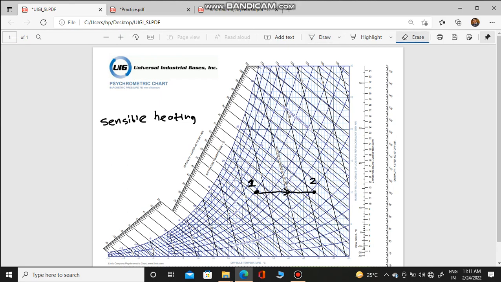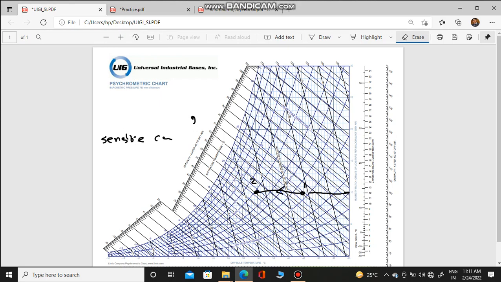In sensible cooling your point gets changed. So suppose you have 2 points. Suppose this is your first point, and this is your second, and you are reducing the temperature, but you are not changing the specific humidity. So that will be known as sensible cooling. Clear? So the line will be a straight horizontal line.